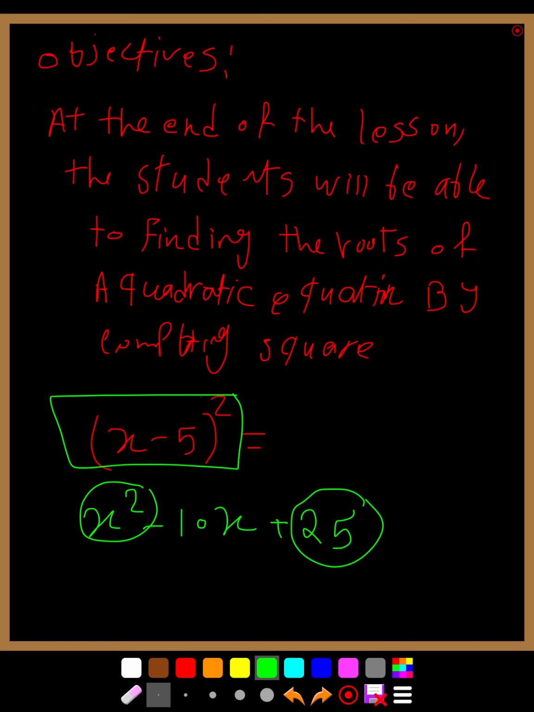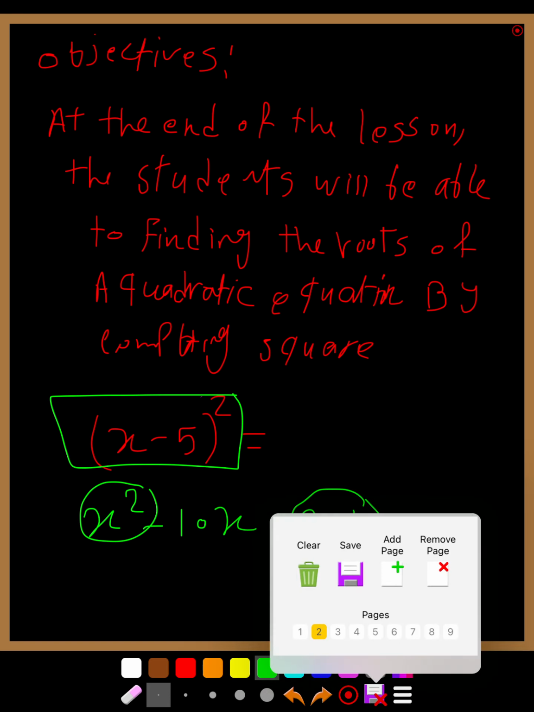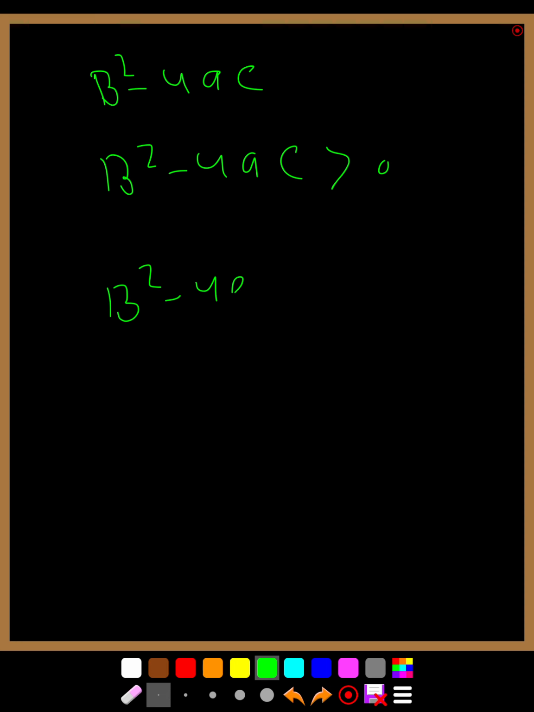Let me also remind you about something for the quadratic equation. It's very important. How many roots will the quadratic equation have? It depends on the discriminant, which is b power 2 minus 4ac. We have three cases. If b power 2 minus 4ac is greater than 0, we have two real solutions. If b power 2 minus 4ac is less than 0, meaning negative, it also has two solutions, but they are imaginary numbers, not real numbers.